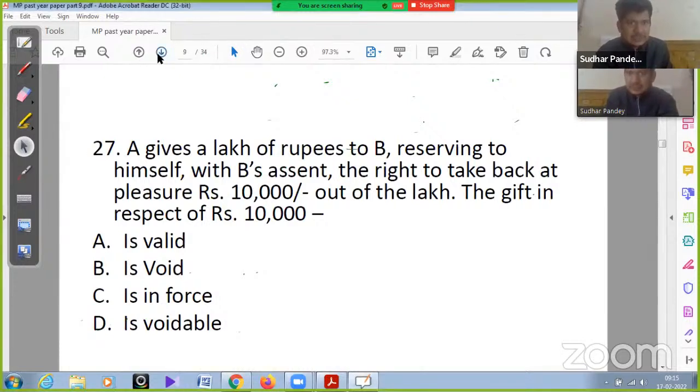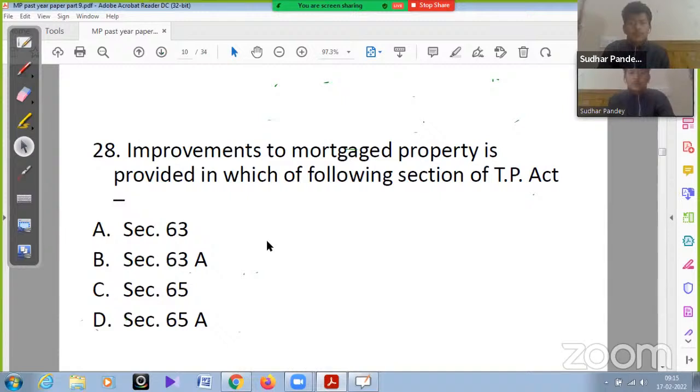Next question, question number 28. Improvements to mortgage property is provided in which of the following sections of the Transfer of Property Act? Your options are A, section 63, B, section 63A, C, section 65, and D, section 65A. What should be the correct answer? Yes. Question number 28. This particular term, improvement to mortgage property, is defined under section 63A.